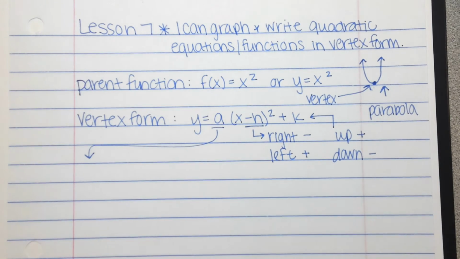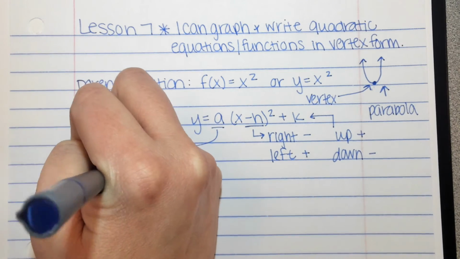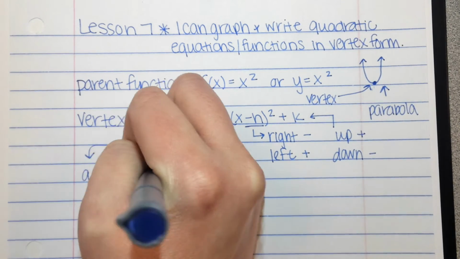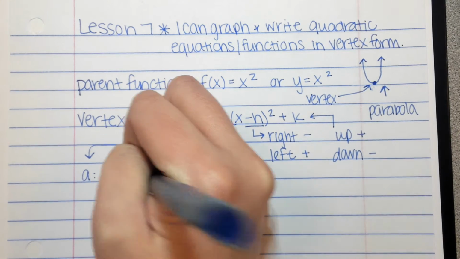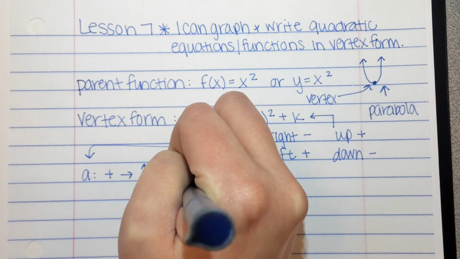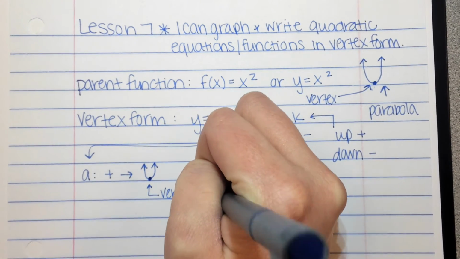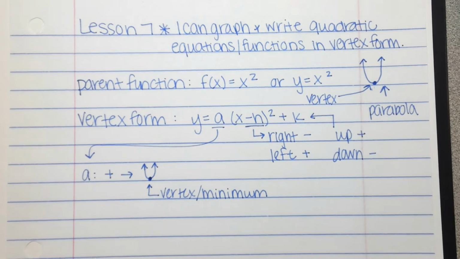And so we've got some different information to tell you about a. So first of all, if a is positive, that means your parabola opens up like this. It's a nice U shape. And this point, your vertex, is also your minimum, because that's the lowest point on the graph.